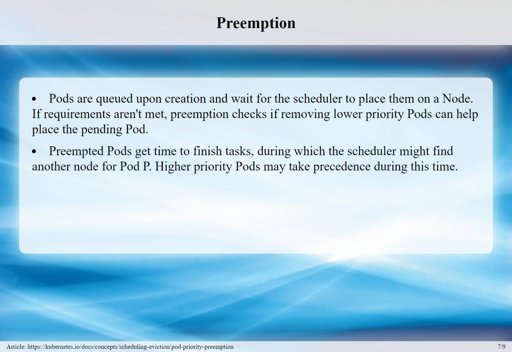Handling preemption. Graceful termination. Preempted pods get a period to finish their tasks before being terminated. During this period, the scheduler may find another suitable node for pod P, altering nominated node name and node name fields. Higher priority pods. If a new pod with a higher priority arrives while waiting, it might take the node initially reserved for pod P, causing the scheduler to look for a new node for pod P.